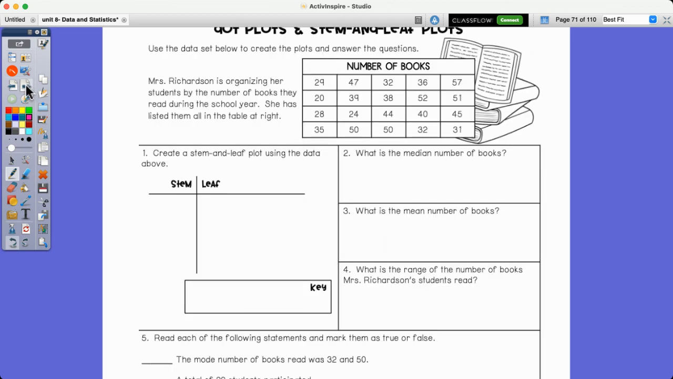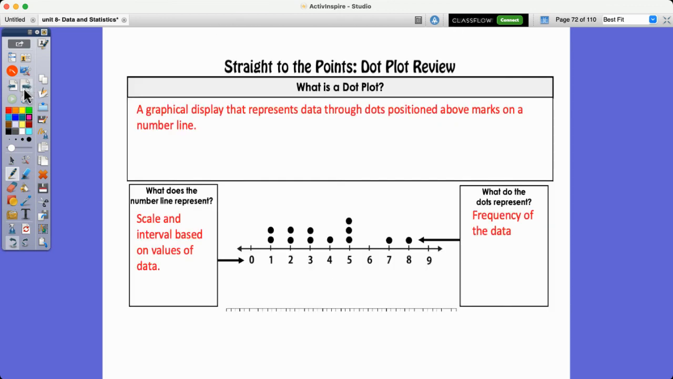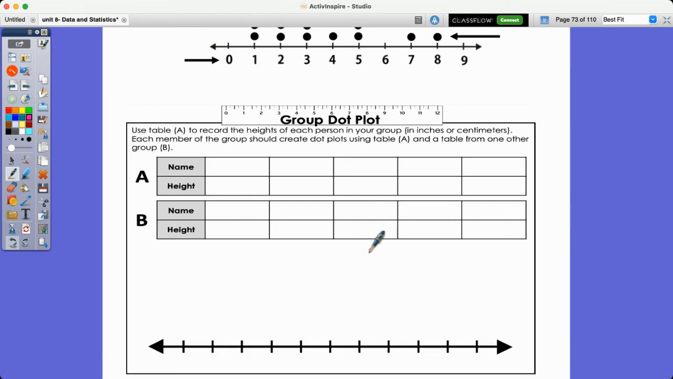We're skipping stem and leaf right now. I would like you to go ahead and copy this down into your notebook. So go ahead and freeze this screen. So we are on dot plot review. And then we're going to use this to do in class tomorrow. So when you get here, we're going to be recording some heights in inches or centimeters, and we're going to create a dot plot. So I hope you guys have a good evening, and we'll be working more on dot plots tomorrow.